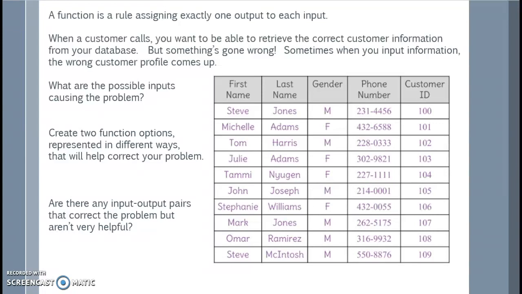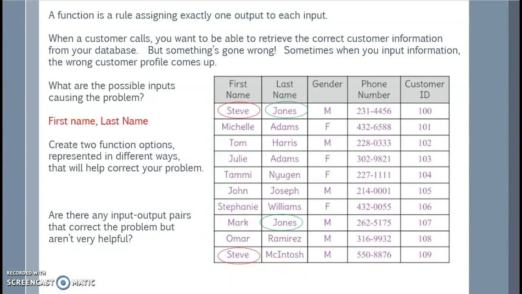I see I have a list of first and last names, gender, phone numbers, and customer IDs. Right off the bat, when I look at first names, I see that Steve comes up twice. Therefore, if I'm inputting Steve, I could get Steve Jones or Steve McIntosh. Further, I see that if I were to input the last name of Jones, I could end up with Steve or Mark. So what's probably causing the problem is the first name and last name as our input-output values.